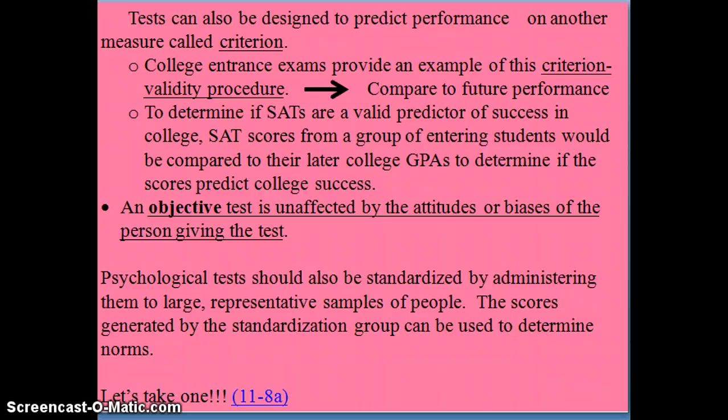So if you can access document 11.8a on Blackboard, you can see an example of a possible, and I say possible, intelligence type test.